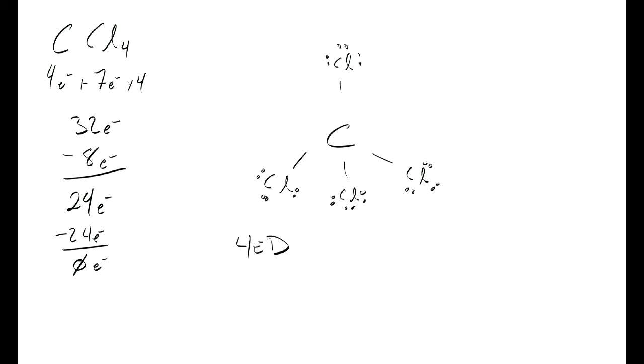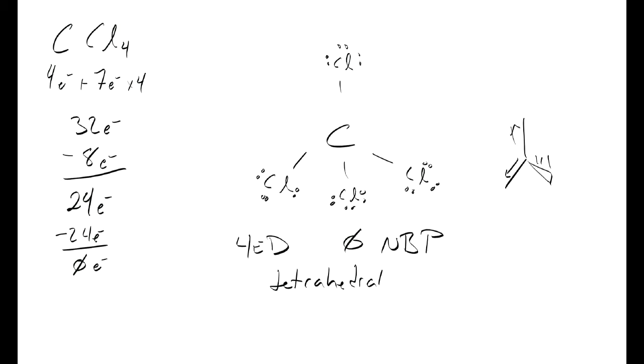4 electron domains, 0 non-bonding pairs, for a tetrahedral geometry. It is a fully symmetrical molecule. In 3 dimensions, each bond is polar, but they cancel each other out in a 3-dimensional math that is not the worst thing in the world, but it's not particularly pleasant. So it is nonpolar. No broken symmetry.